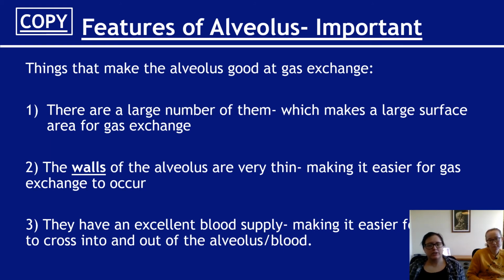They have an excellent blood supply, making it easier for gases to cross into and out of the alveolus/blood, because basically if the blood is right where you need it to be, that's going to be easier to do the swap. Okay, so that should seem really familiar to the people who have just looked at the villus one, because it's almost exactly the same features. The reasons of how it helps is slightly different, but the large number, the walls being thin, and the excellent blood supply, those are things that the villus also has.